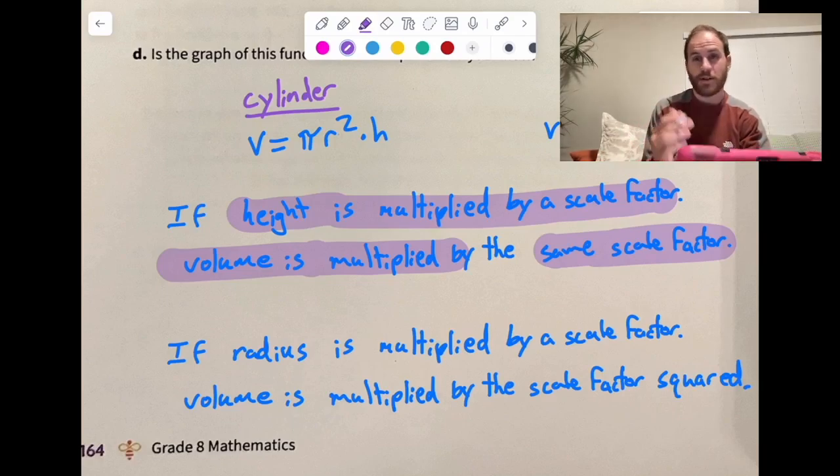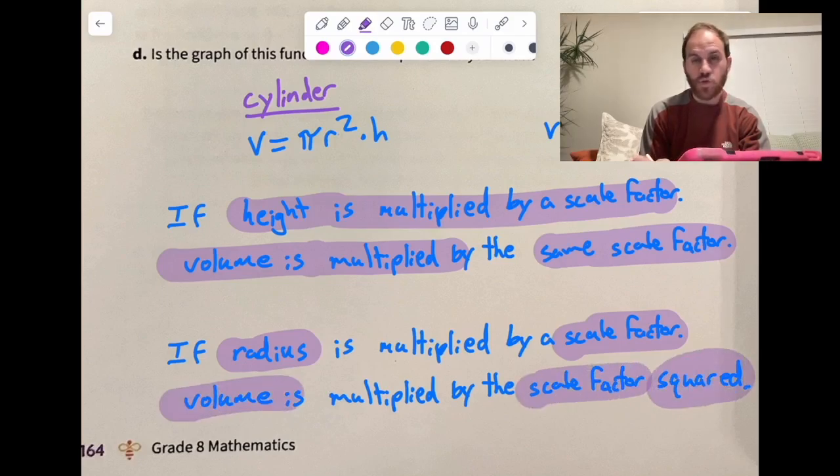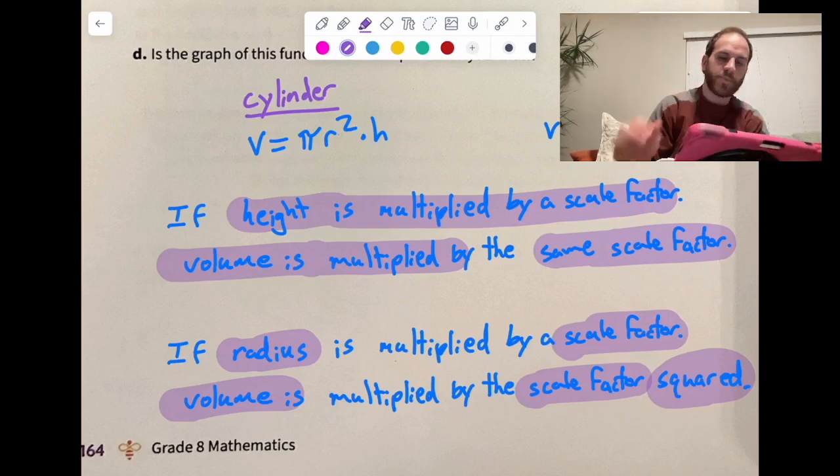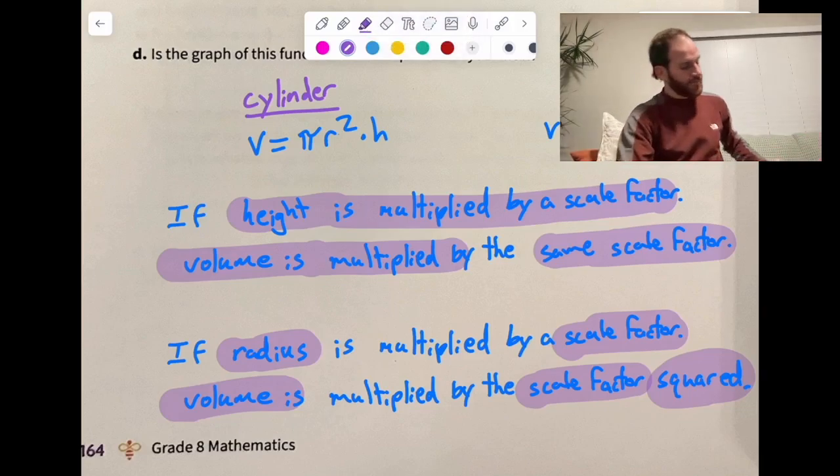Try a few volumes, try multiplying the height by 2 and see what happens to the volume. And then between the radius and the volume, if the radius is multiplied by a scale factor, the volume is multiplied by the scale factor squared. Very important there. Those are the key points of this lesson. That is really it for 17 and 18.